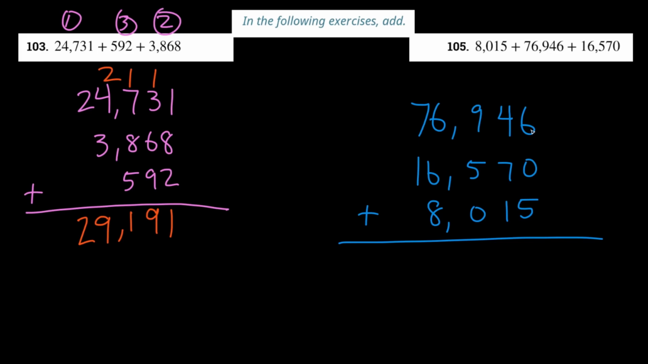We'll add the ones first. 6 plus 0 is 6, plus 5 is 11. 1 plus 4 is 5. 5 plus 7 is 12, plus 1 is 13. 1 plus 9 is 10, plus 5 is 15, plus 0 is 15. 6 and 1 is 7, plus 6 is 13. 13 plus 8 is 21. We have 2 plus 7 is 9, plus 1 is 10. So the sum is 101,531.